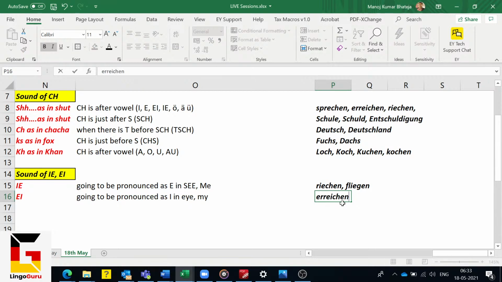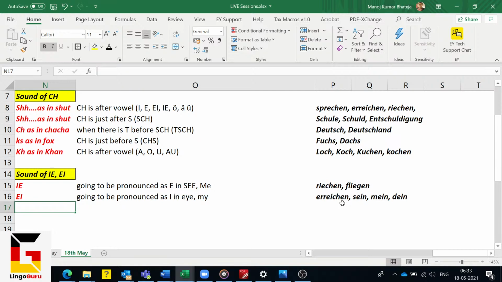Example, erreichen, sein, mein, dein, and so on. This is going to create the I sound when E is before I. Right. Questions are always welcome. You may please type in any question if you have.